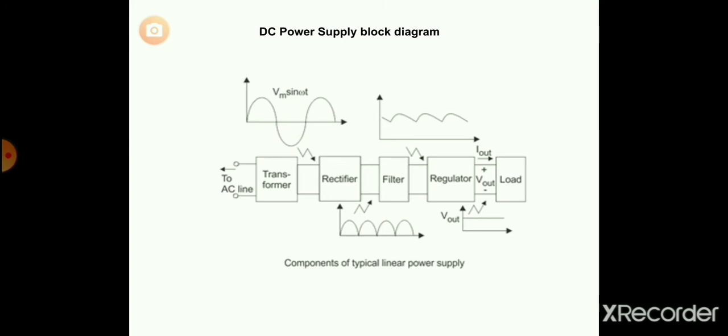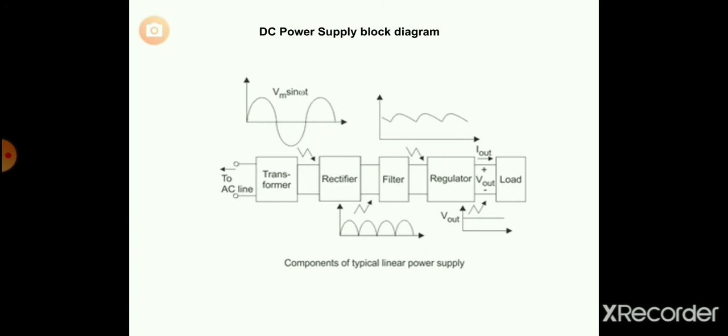Then that output will be given to the filter circuit. The filter removes unwanted AC. The regulator regulates or controls the DC voltage. Then that is given to the load resistance, and we get constant DC voltage. Pure DC voltage is represented by a straight line. Then the pulsating DC is given by only half waves.